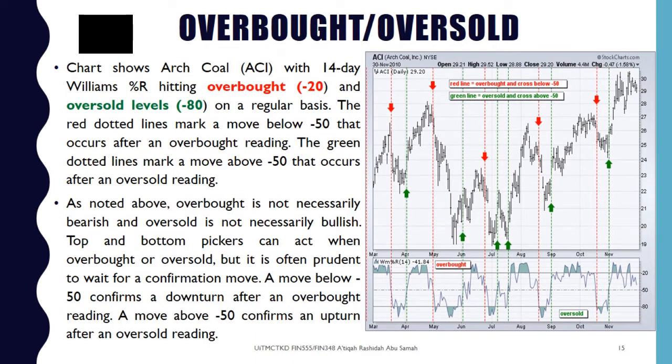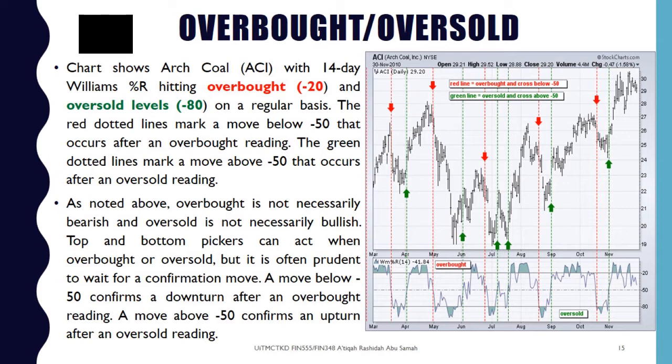Look at this graph and the interpretation for this Williams R. The chart shows Arch Coal with 14-day Williams R hitting overbought and oversold levels on a regular basis. The red dotted lines mark a move below 50 that occurs after an overbought reading. The green dotted lines mark a move above 50 that occurs after an oversold reading.